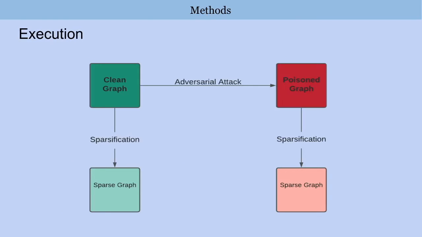This is a diagram of our attack, or our experiment, where we start with the clean graph on the top right, and then perform the adversarial attack to get the poison graph. Then you run both the clean and poison graph through the sparsification algorithm, and at the end you compare both sparse graphs to see how the properties were maintained or weren't.